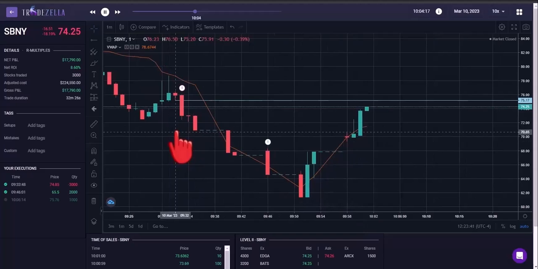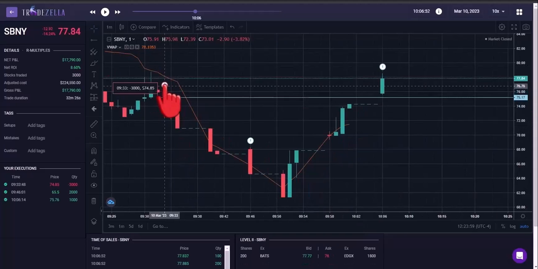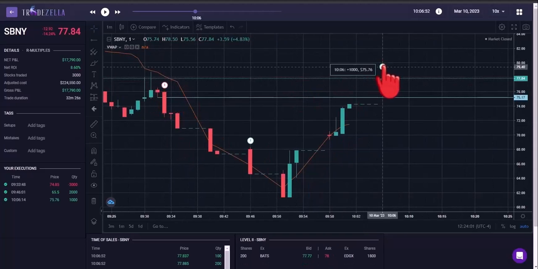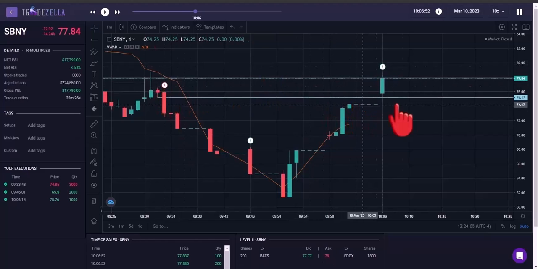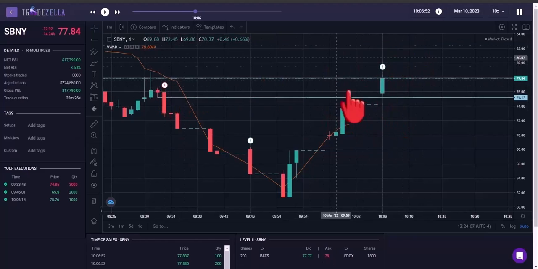In this case, that's not what happened at all. This is where I entered and this is where I get stopped out. Runner, I gapped. So I actually lost money on the runner.